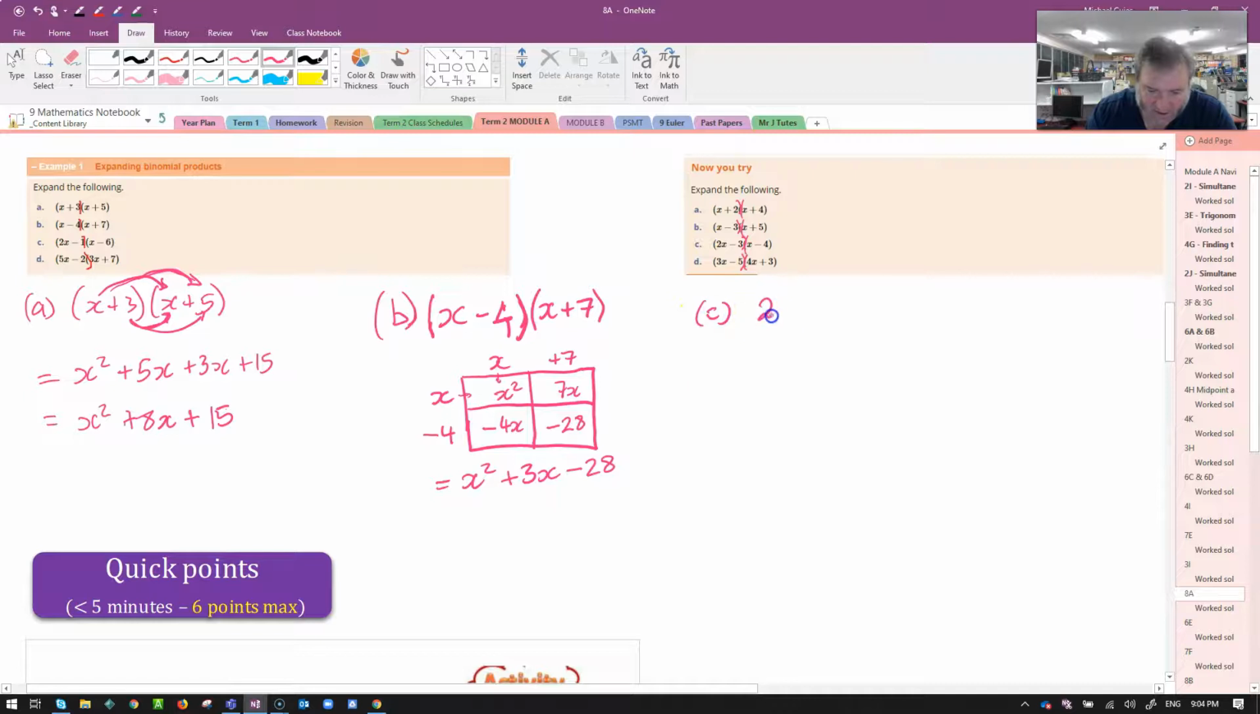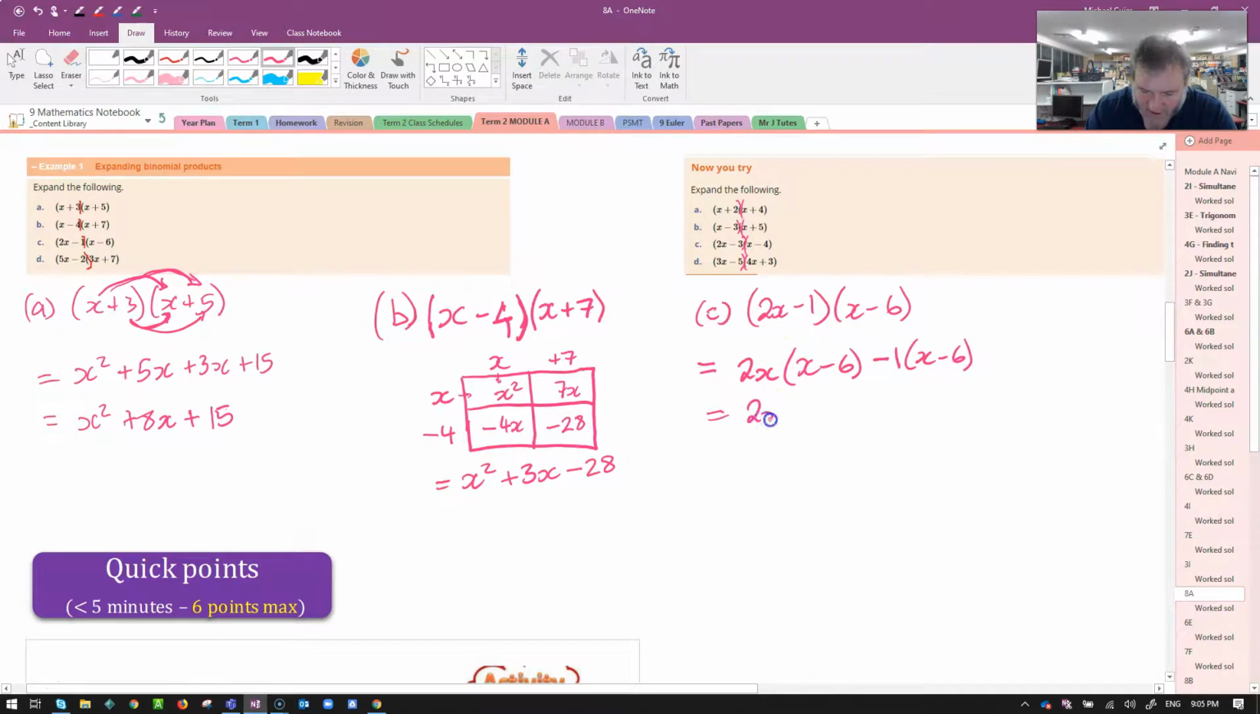Part C, 2x minus 1 multiplied by x take 6. Again, a slightly different way of showing it one more time. So we know the rule, everything in the first bracket has to multiply everything in the second bracket. So this 2x needs to multiply everything in the second bracket. And this negative 1 needs to multiply everything in the second bracket. So I can write it like that.